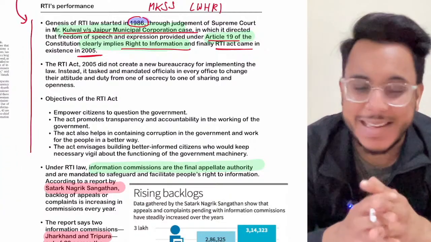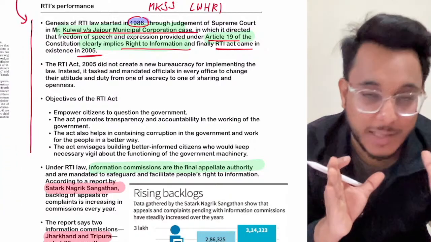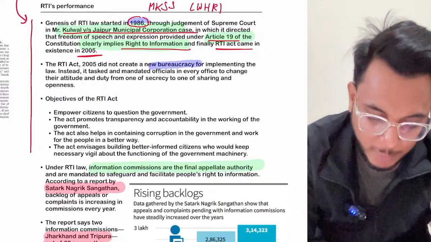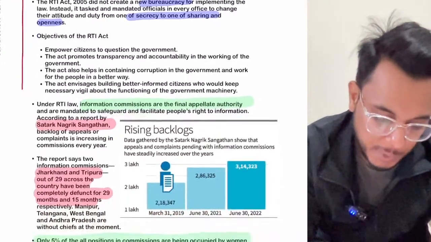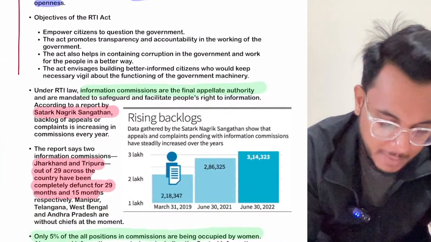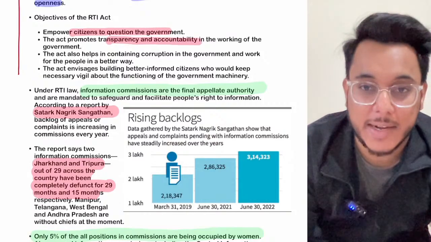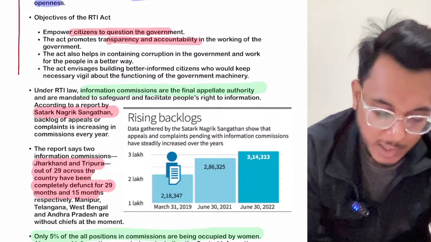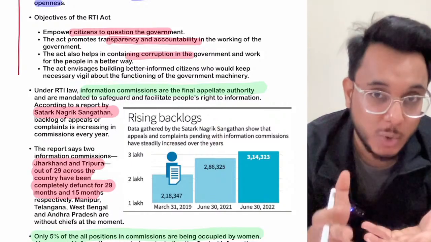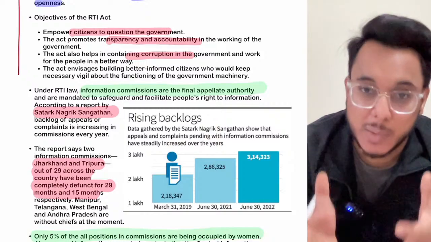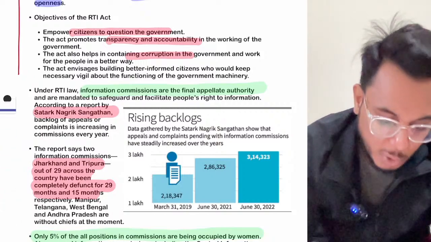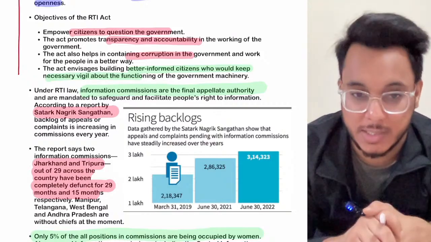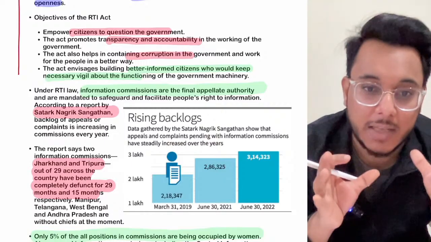The RTI Act is more about a change in attitude, a change in the viewpoint of bureaucracy. Bureaucracy's mindset has changed from secrecy to the sharing of information. The objectives of RTI are to empower citizens to question the government, and to increase the transparency and accountability of the government, so that whatever the government is doing, it provides the information and people can ask for accountability. It also helps in reducing corruption, as you can seek information about government schemes and where the money is being spent. It also aims to build better informed citizens who will keep a necessary eye on the government's actions. So the RTI Act essentially fulfills the spirit of democracy.